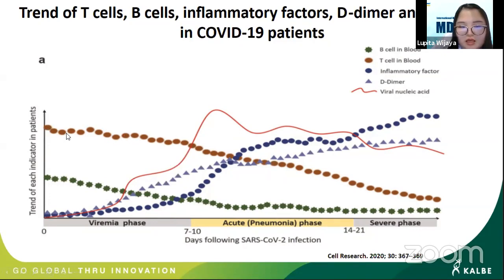In the viremia phase, the early phase, the T cell is the first one. The red one is T cells. The T cell will increase first to recognize the antigen specifically. And then it will call the B cells in the acute phase. In the acute phase, the B cell will try to produce antibodies to protect our body from this infection. And then when the severe phase comes, the D-dimer gets high, meaning there is an occlusion in our blood vessels, which carries a high risk of multi-organ failure or systemic hypoxemia.